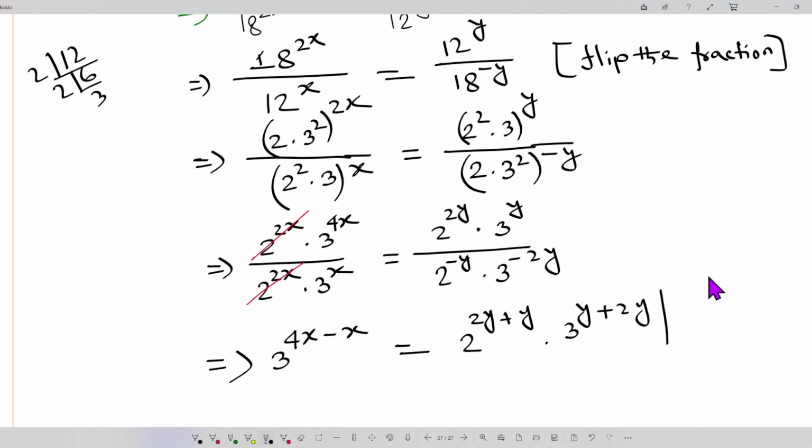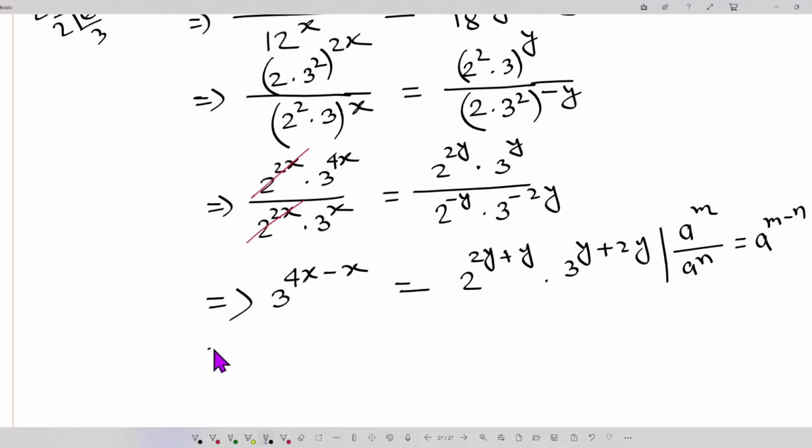How? Because we know once the bases are the same, a to the power m divided by a to the power n, we can write a to the power m minus n. Now here 3 to the power 4x minus x will be 3x, equals 2 to the power 2y plus y, it means 3y, times 3 to the power y plus 2y, it means 3y, equals.